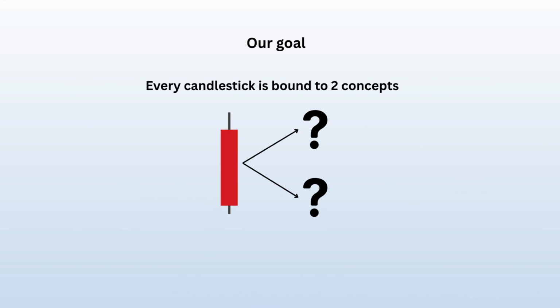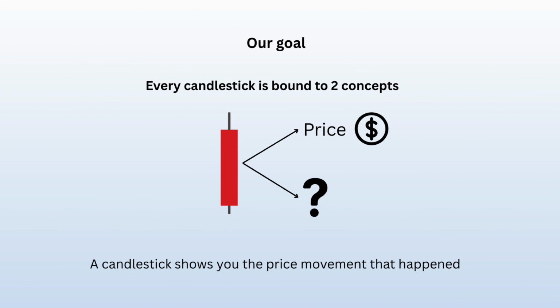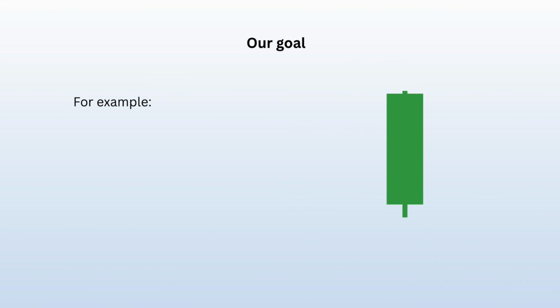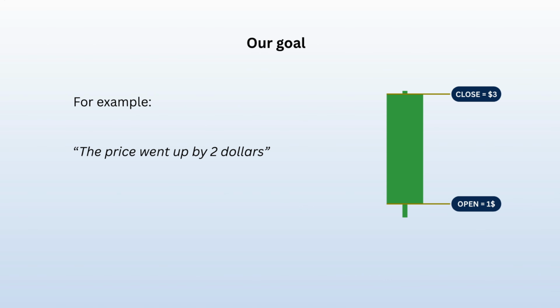And this is because every single candlestick is bound to two concepts. The first concept is the concept of price, where every single candlestick shows you the price movement that happened within that candlestick. For example, let's say that you have this white spread up green candlestick where the opening price is $1, the closing price is $3, and therefore we can conclude the following. The price went up by $2.